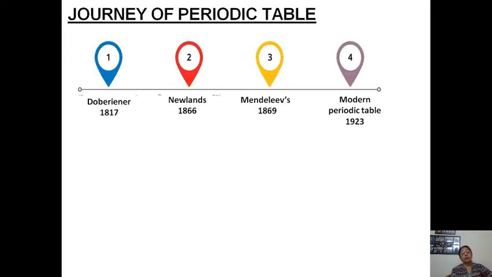The periodic table which we follow today is the modern periodic table, but how it came into existence is a history. So let's start with the journey of the periodic table. See, there are 4 milestones in the journey of the periodic table. Number 1 is Dobereiner's Triads, which came out in 1817, and in 1866 Newland's classification was there, and in 1869 Mendeleev's classification was there, and in 1923 the modern periodic table, which we follow.